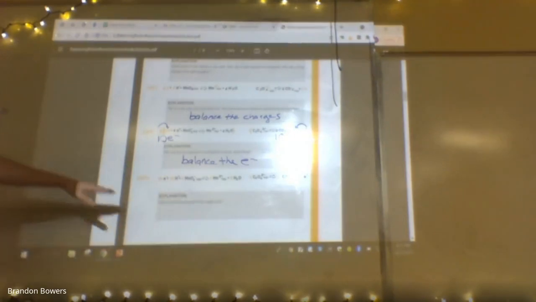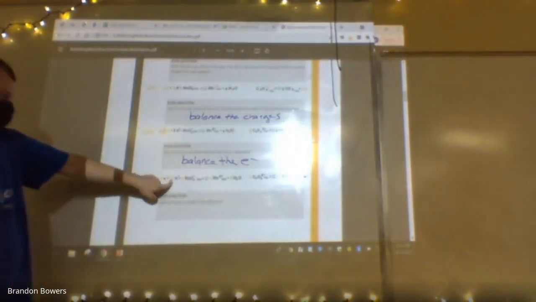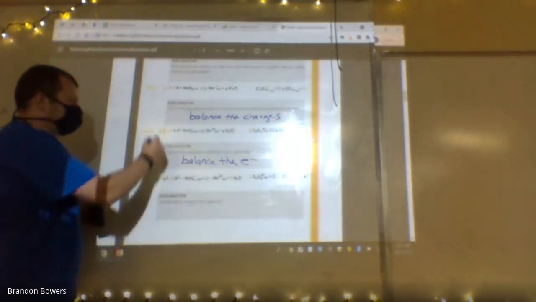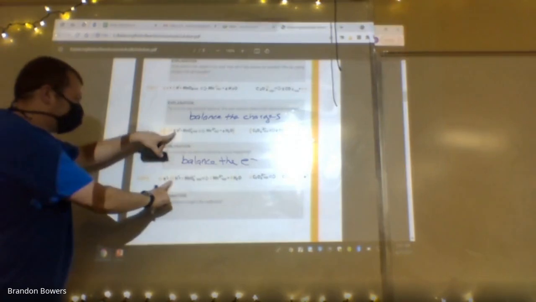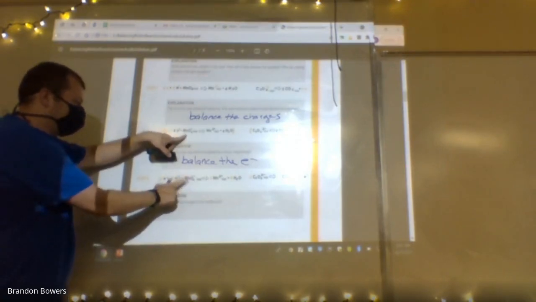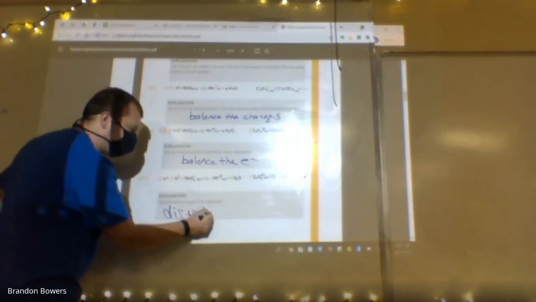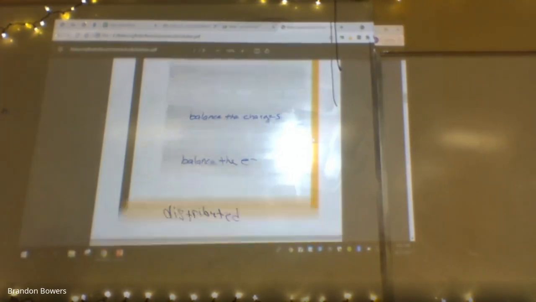Number 9 says, why was there a change in the coefficients? See, this went to 10, 16, 2. Well, there was a change in coefficient because we distributed the 2. So 2 times 5 is 10. 2 times 8 is 16. 2 times 1 is 2. So you distributed. We feel good so far? Okay, let's go to the last page.